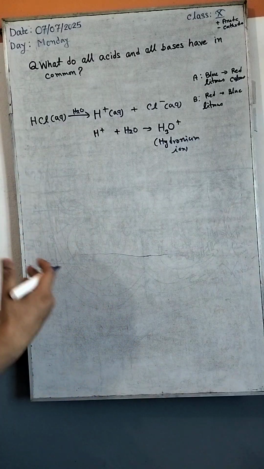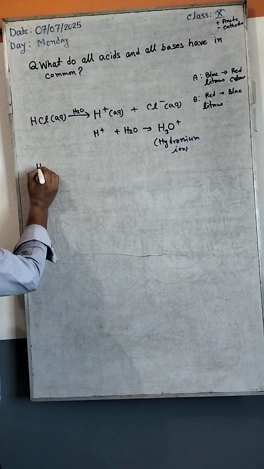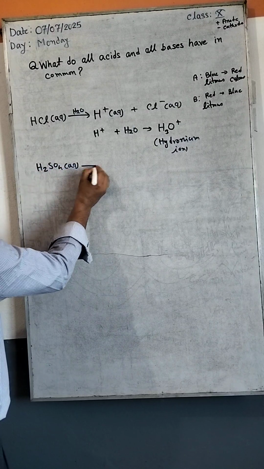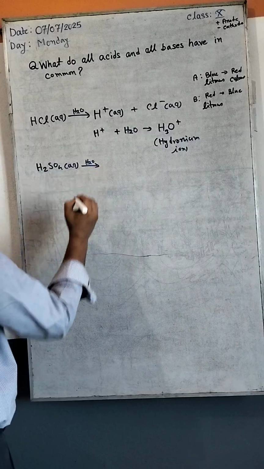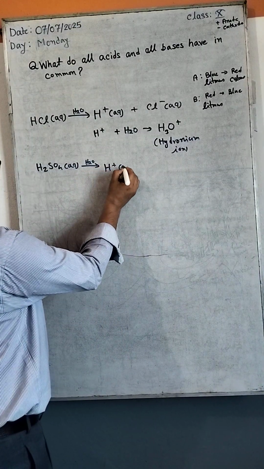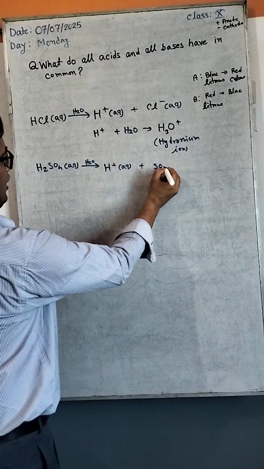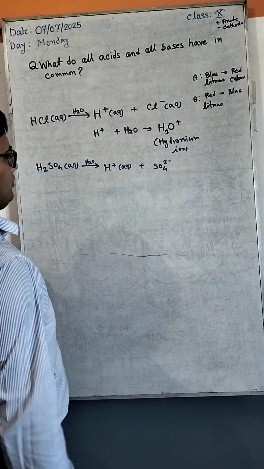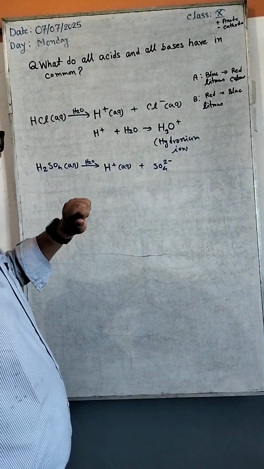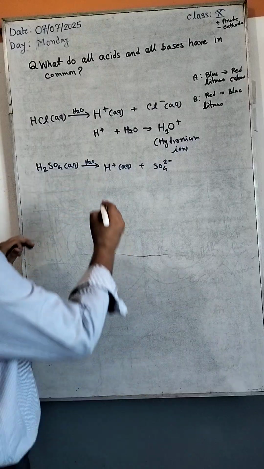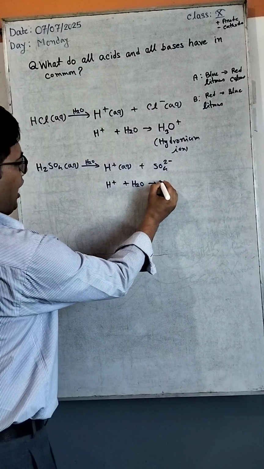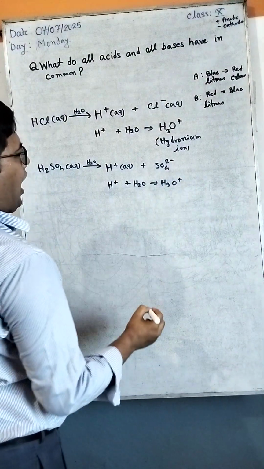For example, another acid, sulfuric acid, H2SO4. In aqueous solution it dissociates in the same way and forms H plus ion and SO4 2 minus ion. Why 2 minus? Because the valence of sulfate is 2, with 2 H plus. Okay. In the same way, H plus reacts further with water and forms H3O plus, the hydronium ion.